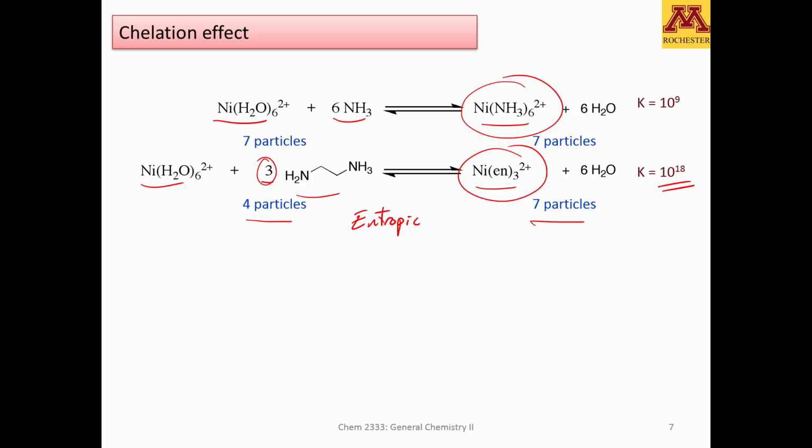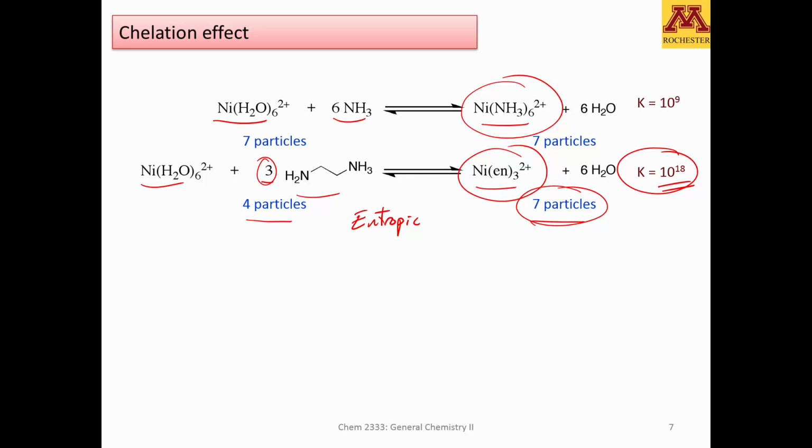Because every time a coordination compound with a bidentate or tetradentate ligand is formed, typically it's entropically favorable because it has more particles in the products, therefore increasing the disorder, as you well remember, and that will result in a larger equilibrium constant, in a more spontaneous kind of reaction. Okay, so this is something to keep in mind. I know it's just qualitative.